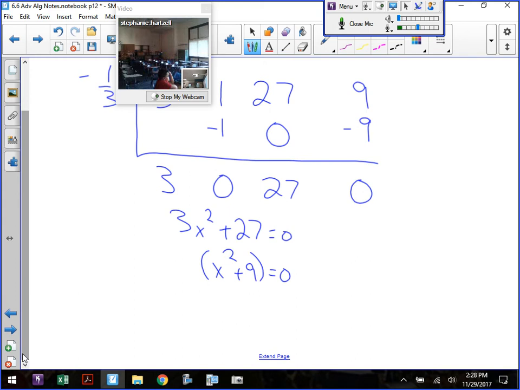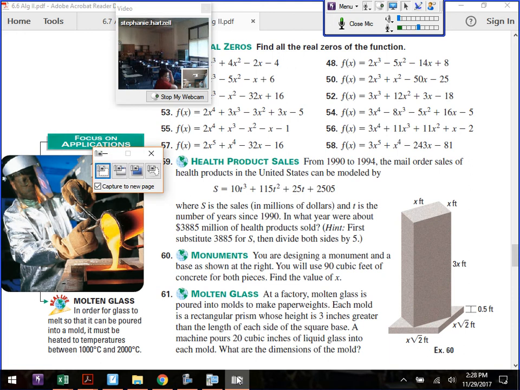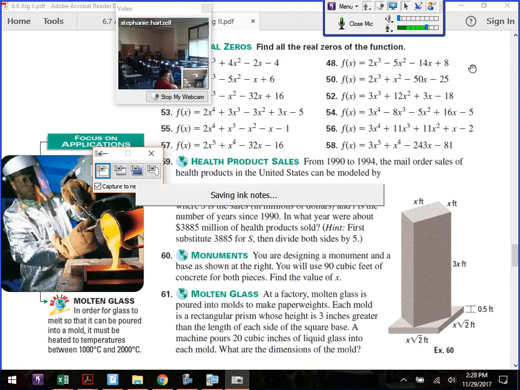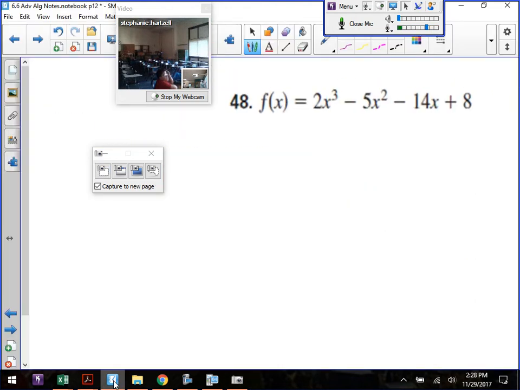All right, let me show you one like that. Which one was it? I think it was 48. Yeah. If I look at this one, I have 2x cubed minus 5x squared minus 14x plus 8. I have a third-degree polynomial. It's got 4 terms in it.